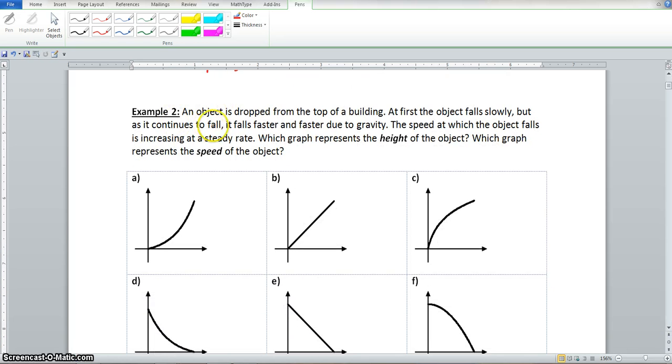It says example 2, an object is dropped from the top of a building. At first the object falls slowly, but as it continues to fall, it falls faster and faster due to gravity. The speed at which the object falls is increasing at a steady rate. Which graph represents the height of the object? Which graph represents the speed of the object? Okay, now, let's take a look here.